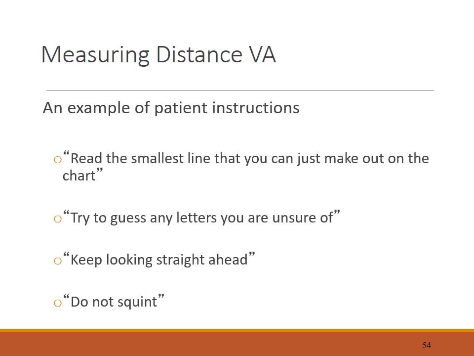These are some examples of patient instructions that you can use with your patient and also in your lab. The first one: read the smallest line that you can just make out on the chart. Second, try to guess any letters you are unsure of. Third, keep looking straight ahead. Fourth, please do not squint.